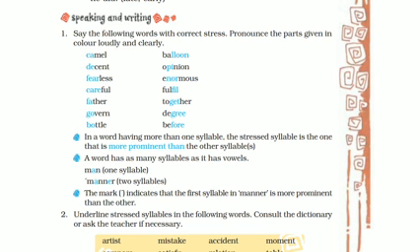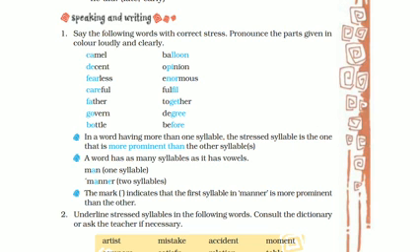In a word having more than one syllable, the stressed syllable is the one that is more prominent than the other syllables. A syllable means a part of a word with a vowel sound. A word has as many syllables as it has vowels. How many vowels are there? That is how many syllables there are.